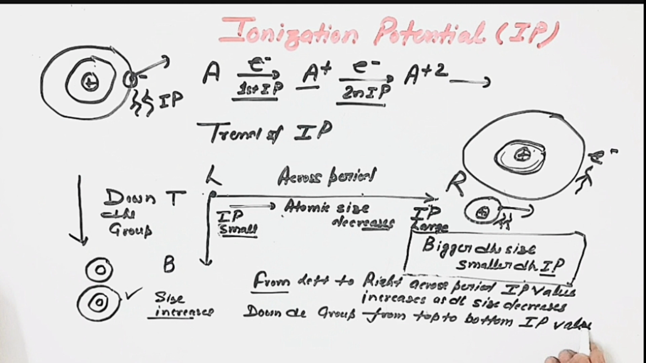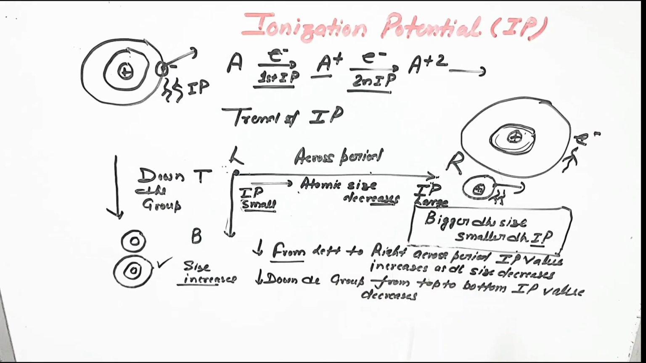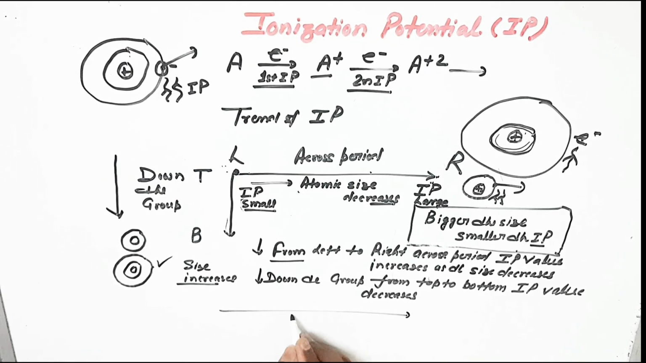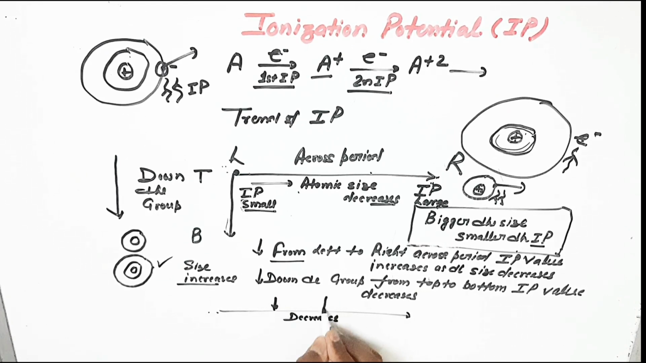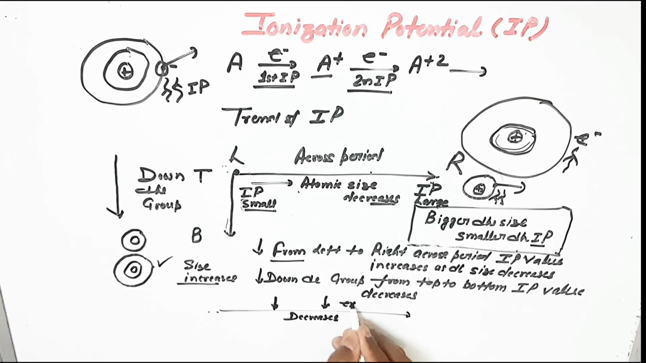Means down the group it decreases. But in case of period from left to right, there are some exceptions in between. Means it will not continuously decrease. I am telling it decreases, means it should continuously decrease from left to right. No. In between, some exceptions may arise.